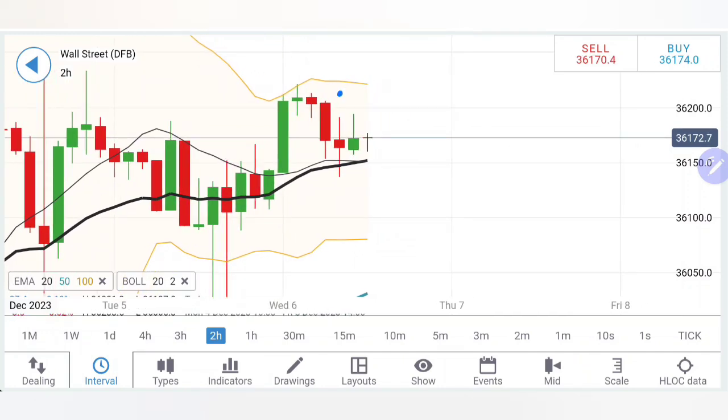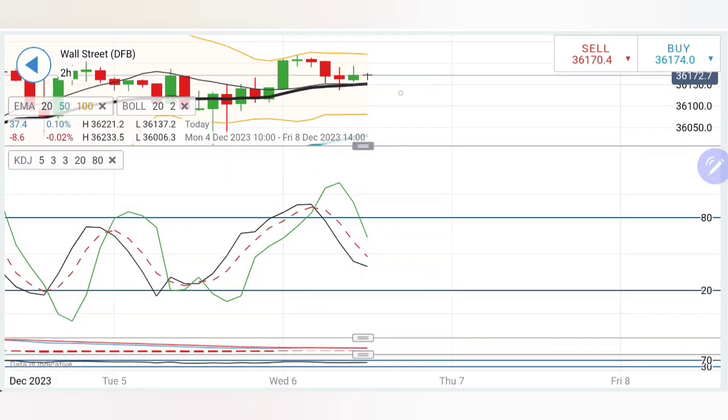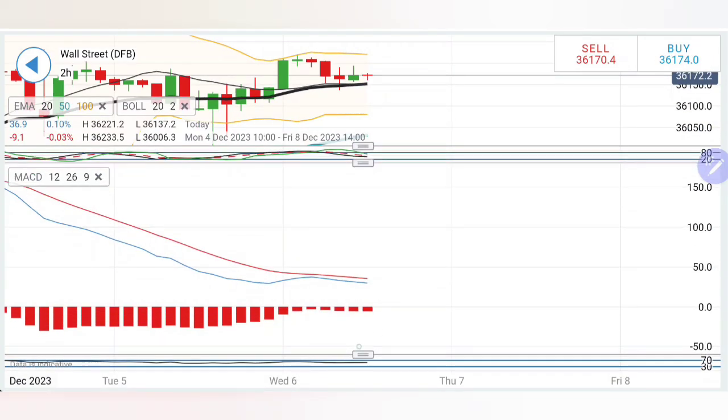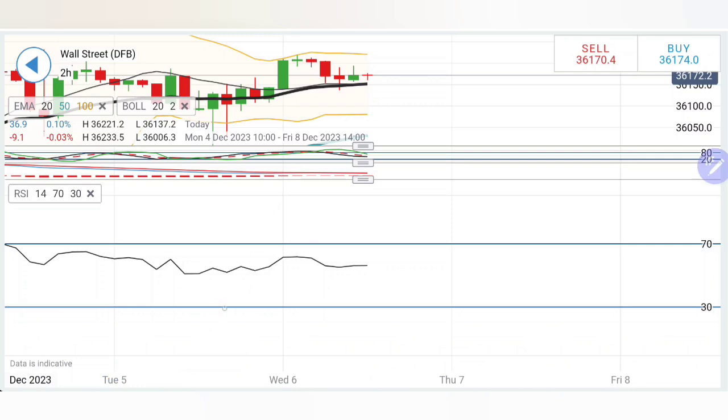36,200-220 zone, which is indeed a greater resistance. With that as resistance, it has tried to look downwards. Support is seen at 36,150-140. Below 140 is where the bears will be taking over. Stochastic has dropped, MACD is bearish, RSI is flat.